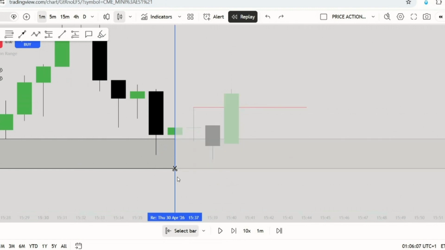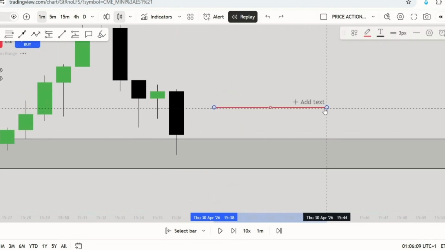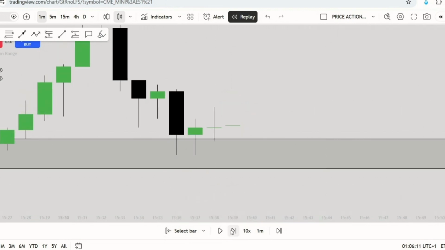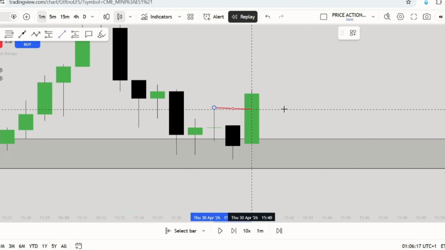So if I break this down one more time, right? One more time, what's going on? So we've tapped into the key level. I want to see, so 1, 2, 3, and then 4. So this is when I pull the trigger.